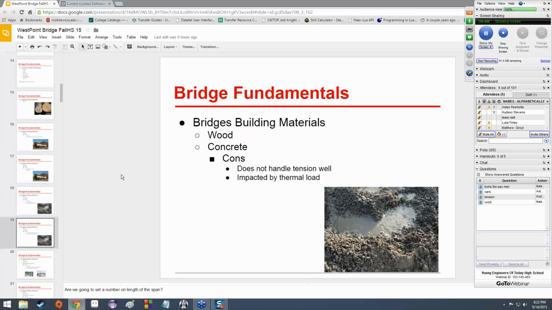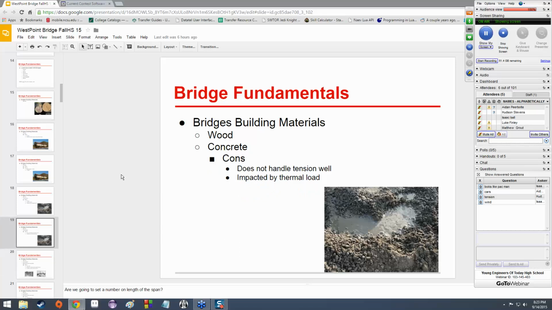On the other hand, it does not handle tension well, and it is impacted by thermal load. That is, heating and cooling can mess with concrete. And you can't really pull apart concrete very well. It's just going to break instead of bend or stretch, which is a problem.